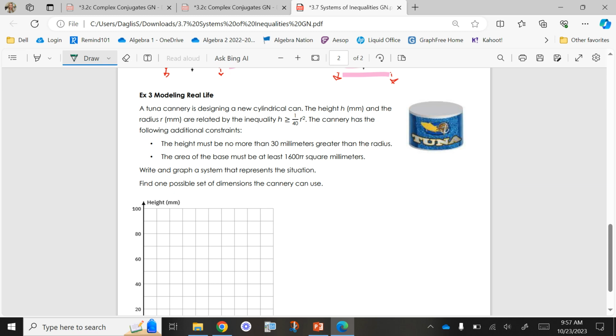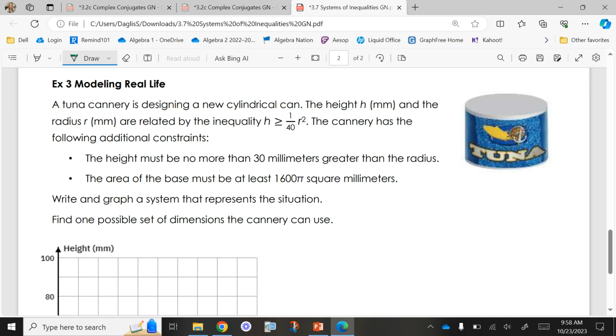All right. A tuna cannery is designing a new cylindrical can. The height in millimeters and the radius, also in millimeters, are related by the inequality h is greater than or equal to 1/40 r squared. The cannery has the following additional constraints. The height must be no more than 30 millimeters greater than the radius, and the area of the base must be at least 1,600 pi square millimeters. Write and graph a system that represents the situation, and find one possible set of dimensions the cannery can use.